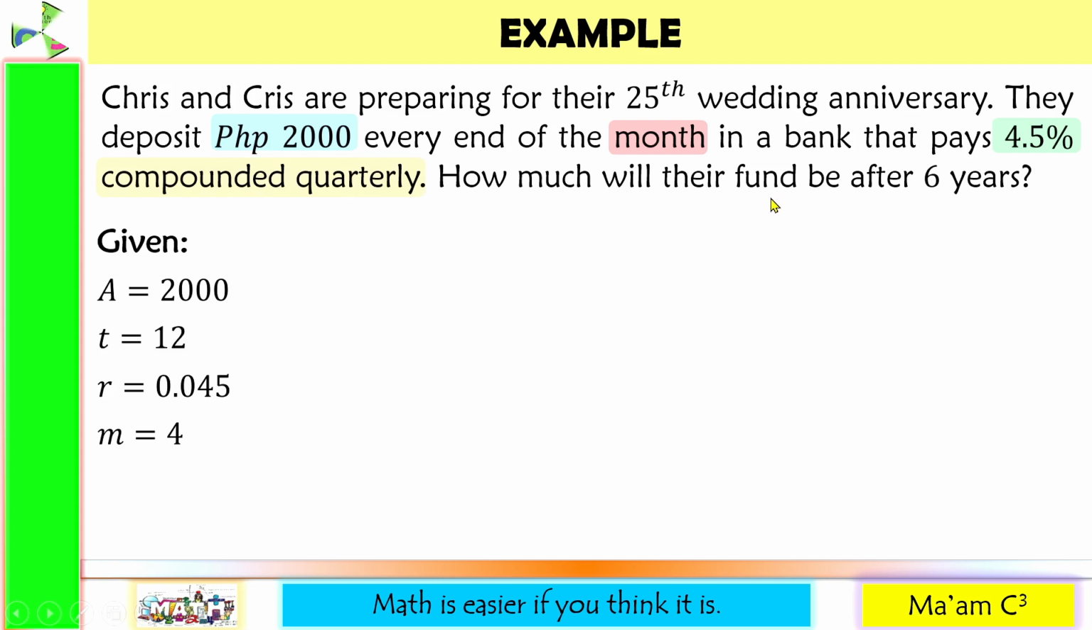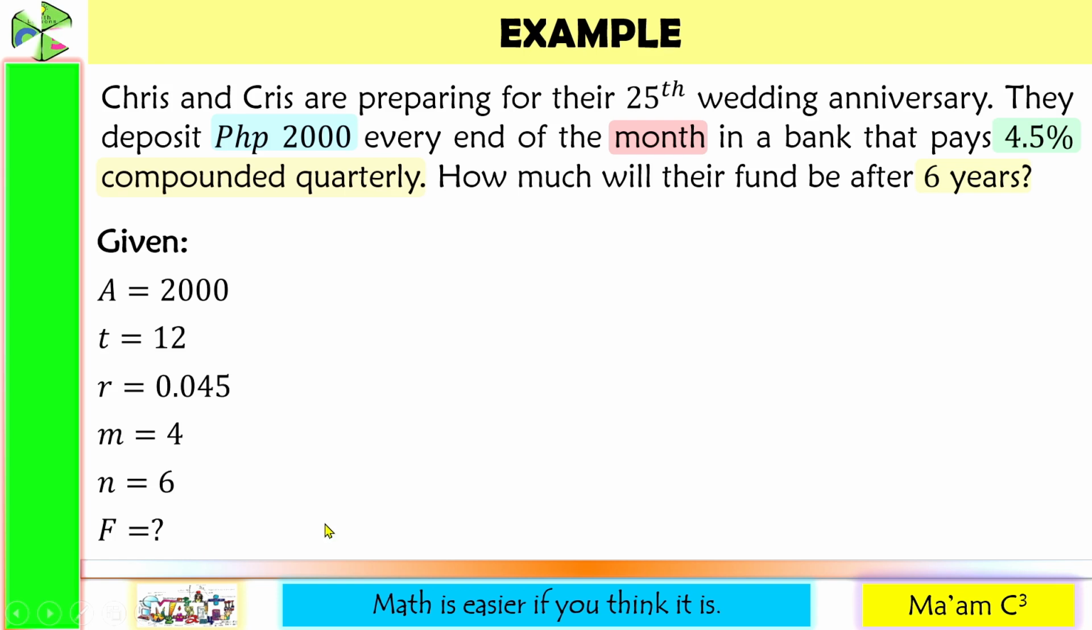How much will their fund be after 6 years? So the term of the annuity is 6 years. This is our N equal to 6. How much will their fund be? We are looking for the future value.